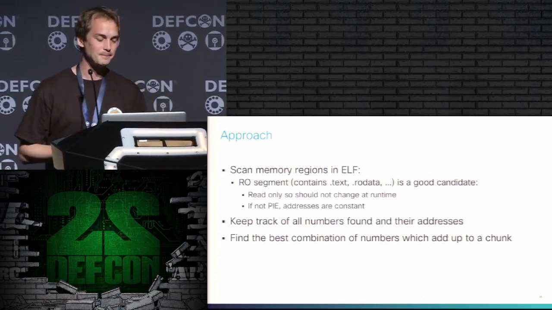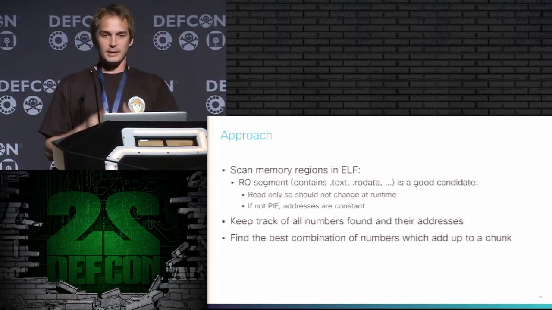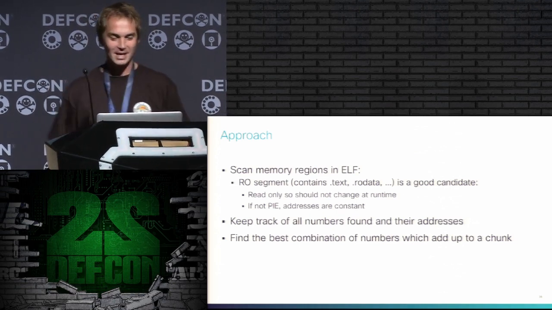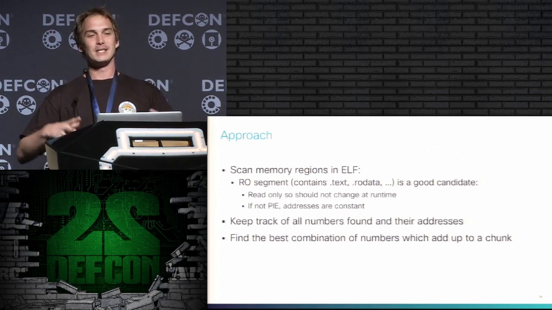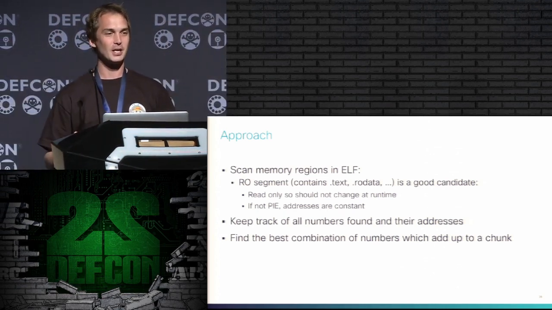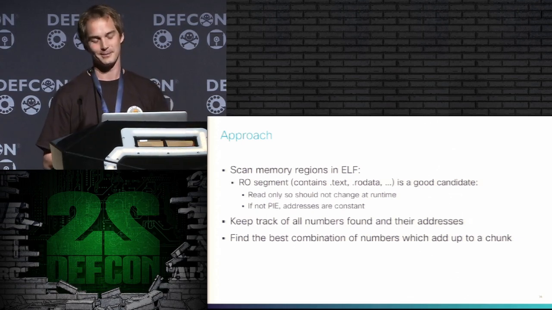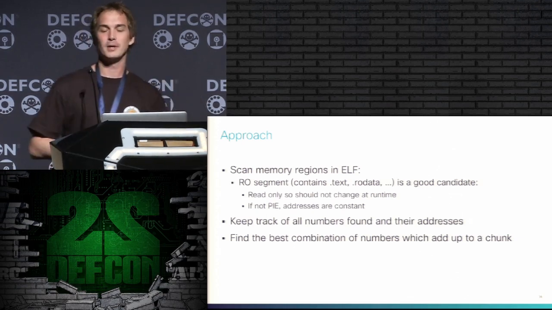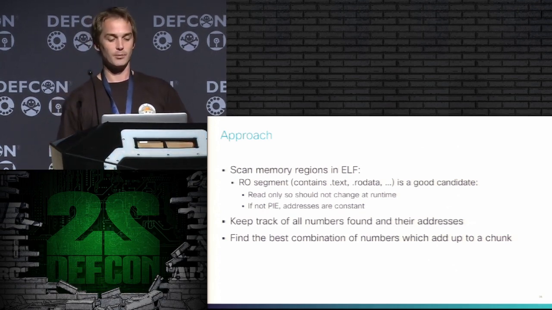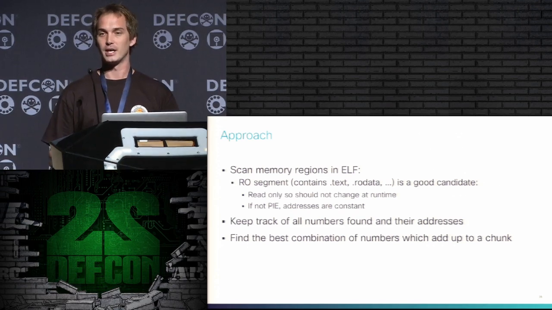So basically, the read-only segment is where you find your numbers. What you do is scan that read-only segment, look for the numbers, shifting by 1 byte each time, and you keep track of their addresses. What you end up with is a whole bunch of numbers, and the problem seems pretty simple: how do I add up this random bunch of numbers to find the chunk I want? All you're looking for is the best combination of numbers which add up to a chunk.